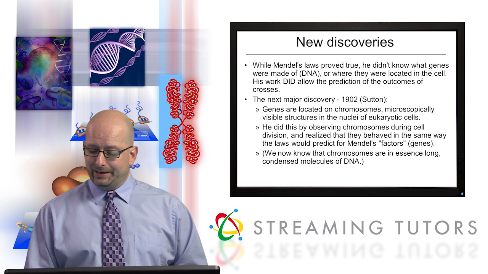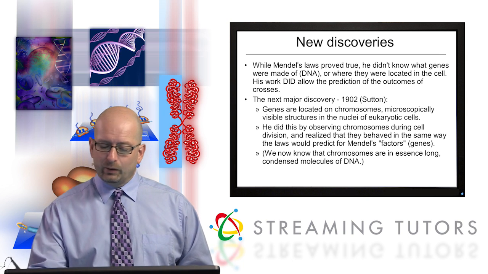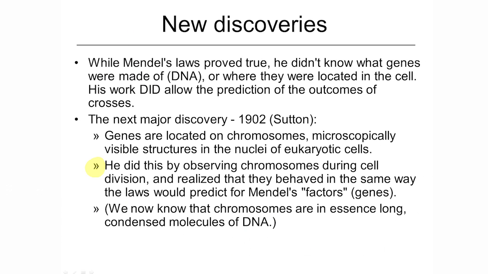The way Sutton did it, and there were other people involved, basically is he looked at the way chromosomes were moving during cell division. And this is something we're going to talk about today. And what he realized is that they behaved exactly in the same way that Mendel's laws would predict if Mendel's factors, what we call genes, were in fact located on these chromosomes. So it almost looked like the chromosomes were the factors in a sense.